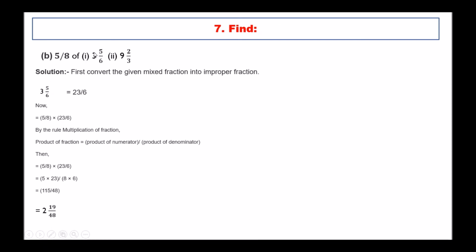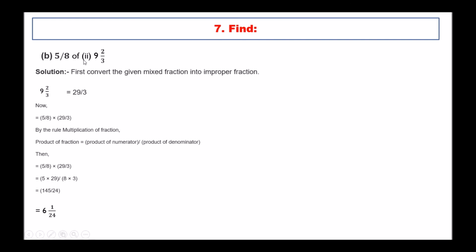5 upon 8 of 3 and 5 by 6, 9 and 2 by 3. So 3 and 5 by 6 we will convert into improper fraction, that is 23 upon 6. Then we will multiply it with 5 by 8. So we will get 115 upon 48, that is 2 and 19 upon 48.